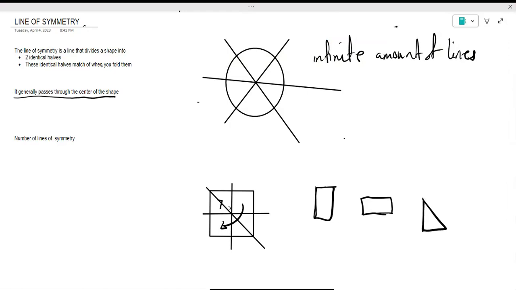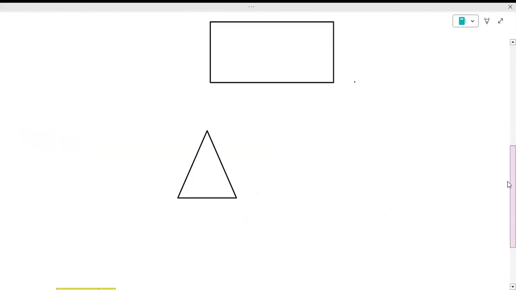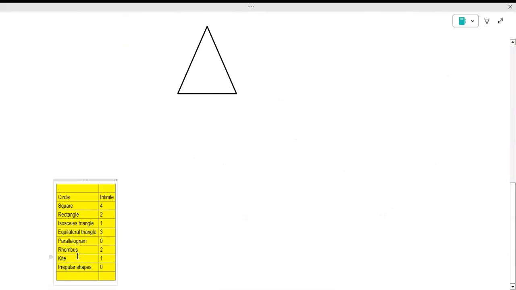Okay, and then we also have one that goes, I'm just gonna draw it with my number, that goes like this. So generally, a square has four lines of symmetry. Okay, so a circle, infinite amount of lines. A square, four lines. So I made a table. Okay, so the table here you can see for a circle, infinite, square, four. For a rectangle, it actually has two lines of symmetry, for an isosceles triangle and all these parallelogram, rhombus, kite.